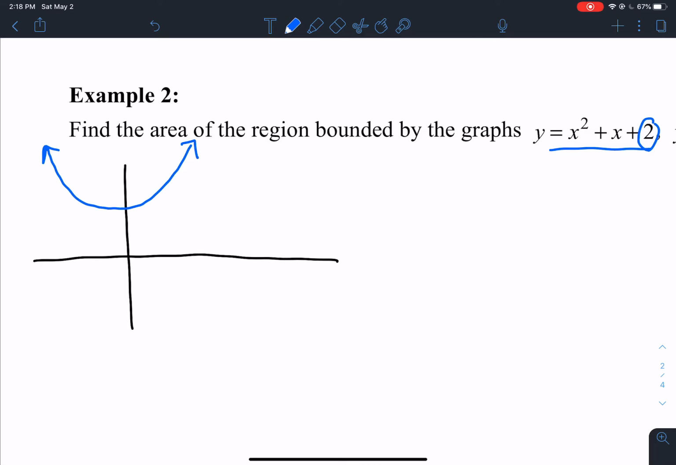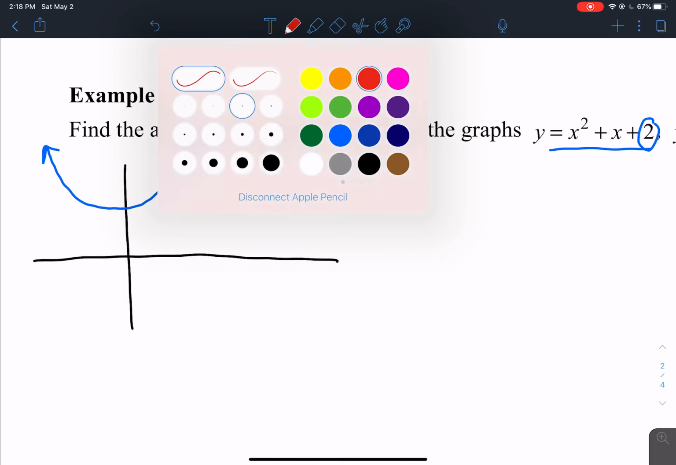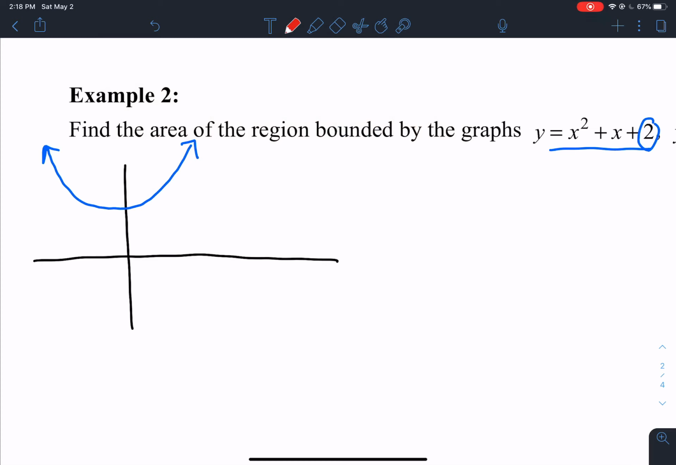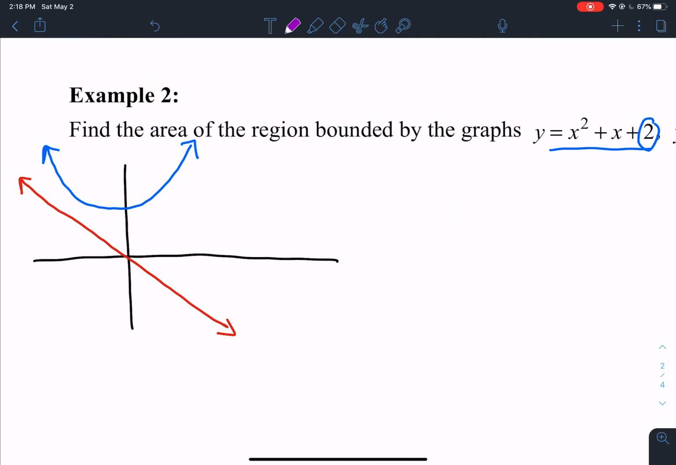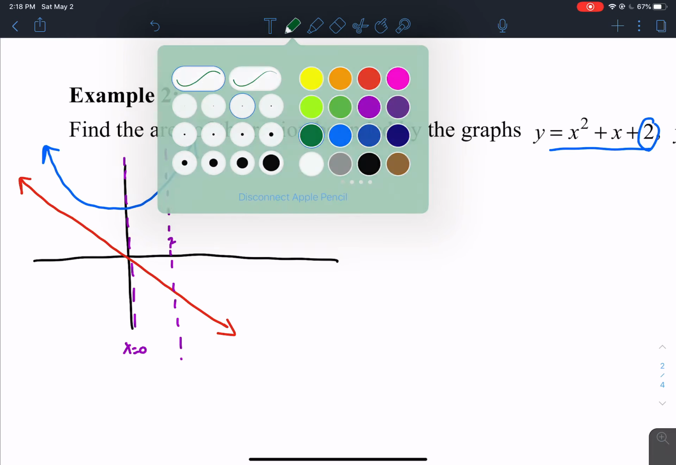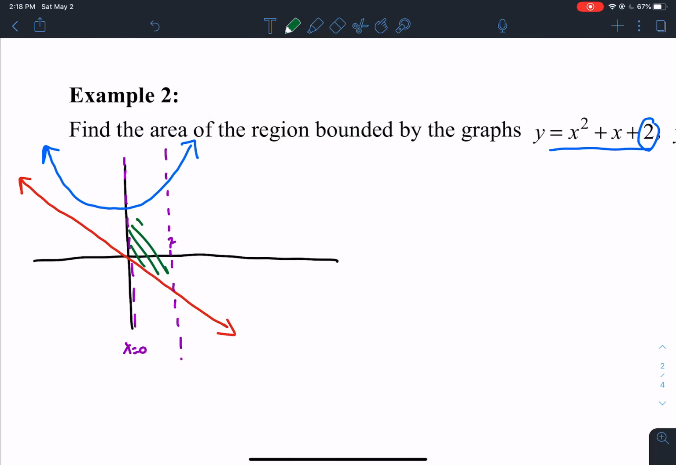And then the second line is -x, right? So -x is here. Now these don't intersect, which is fine, but it says that it has to go between x equals 0, which is like here, and then x equals 2, which we're going to say is like right there. So the area that we're going to try and find now is here.